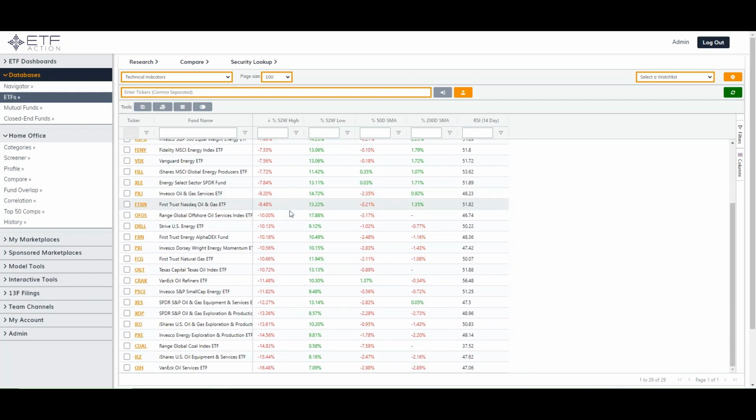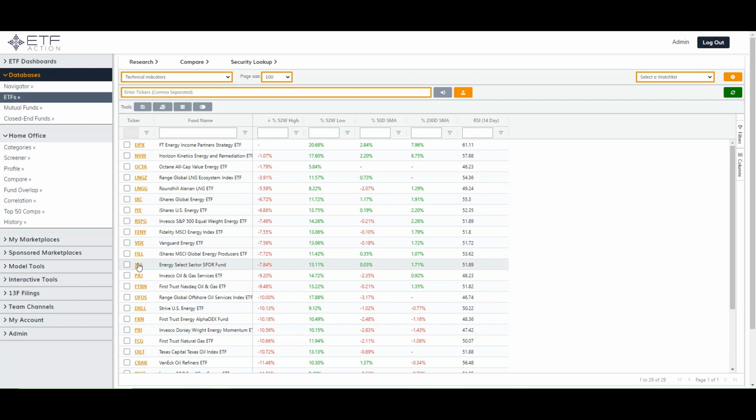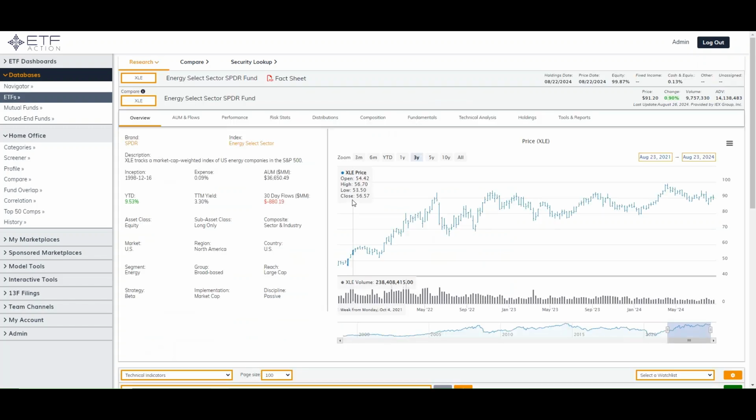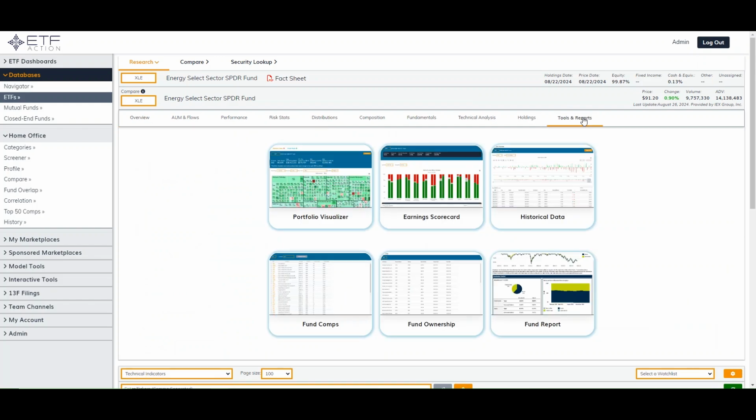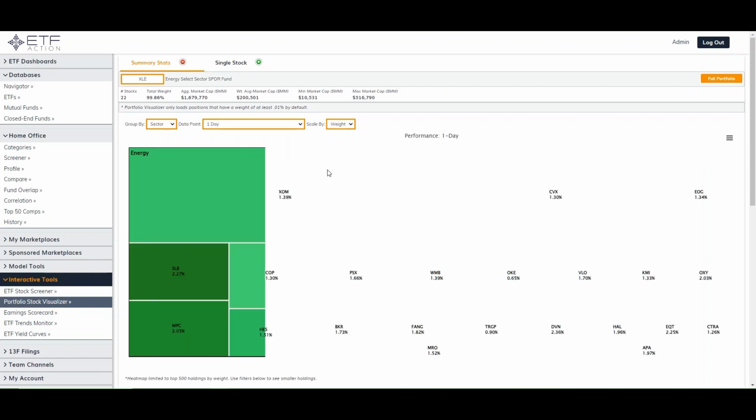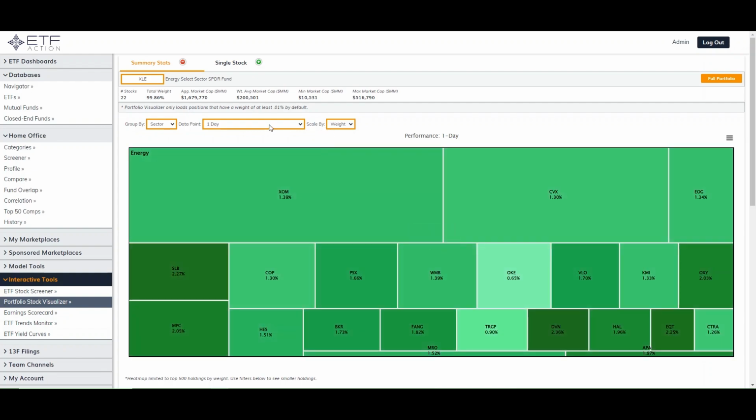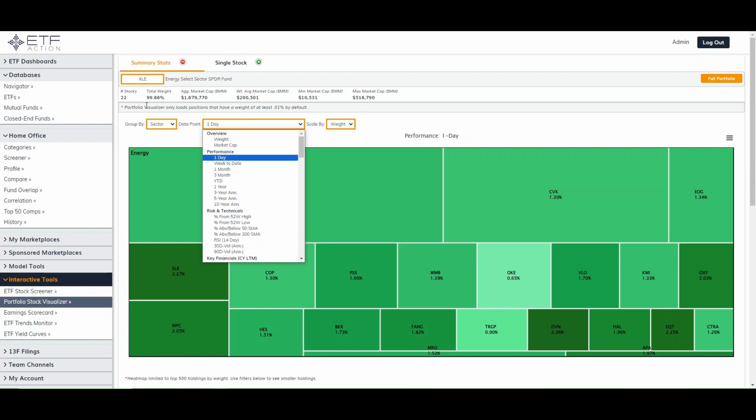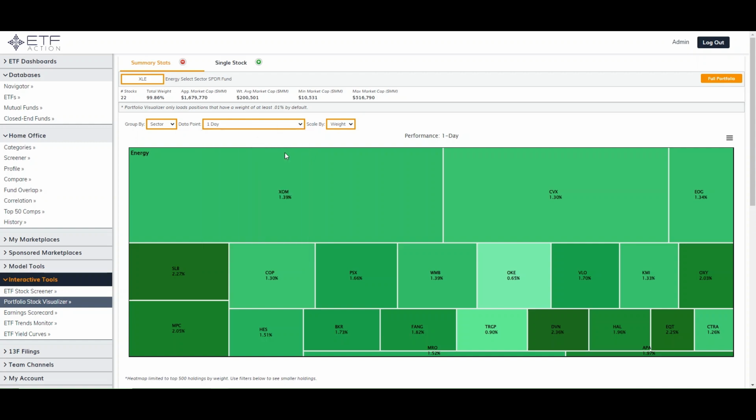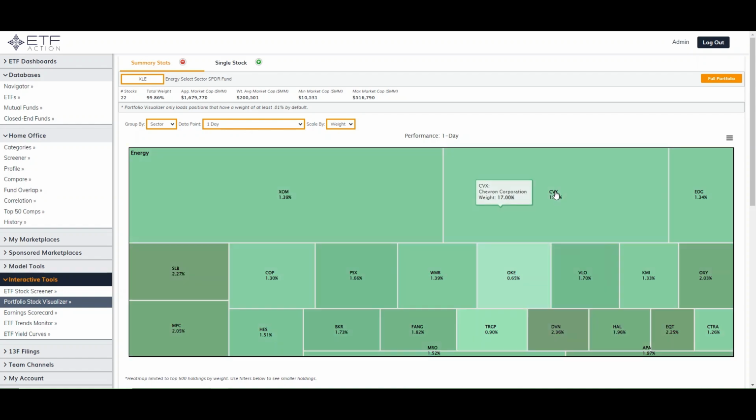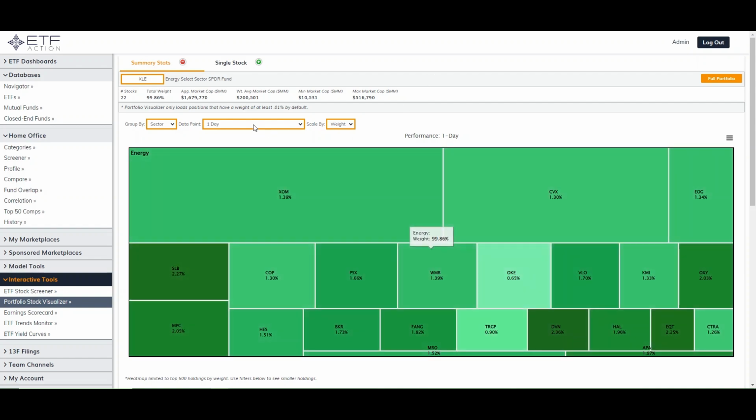Just to give you an idea, I can pull up, we'll go into XLE, the largest one out there. Here we are, XLE. Now I'm taking a look at XLE, but we can go into the holdings in the portfolio visualizer here. So we've gone from the category level down to the ETF level, and now we are looking at the underlying securities in XLE. So if I were to look at the 22 stocks that make up this portfolio, you can see some of the largest ones: Exxon, Chevron, and a number of other companies in here. Not a bad day. This is as of the close yesterday, one-day performance.